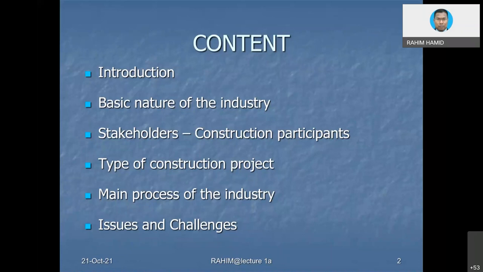Basic nature of the industry, stakeholders, types of construction, main process, and issues and challenges. Issues and challenges, I put into lecture number 2 because it is a big topic that we want to discuss. Once you discuss slide number 2, it answers some part of CLO1. If you understand these 2 slides plus the project management principles, you would understand CLO1 already. No need to wait until the end of the 3rd week, you would know.